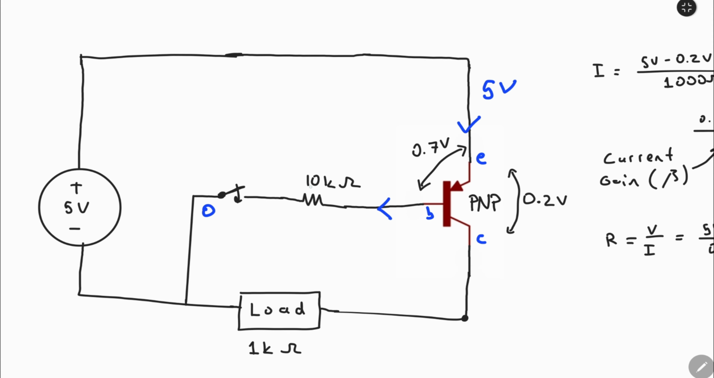And when the switch is closed, then we get some other voltage here, which would be probably 4.3 volts because of the 0.7 volt drop, and the rest of the voltage drop will be across this resistor. If you look at this side, now we get a 4.8 volt drop across the load, and then we have 4.8 volts here. Then we have a 0.2 volt drop across the PNP transistor.